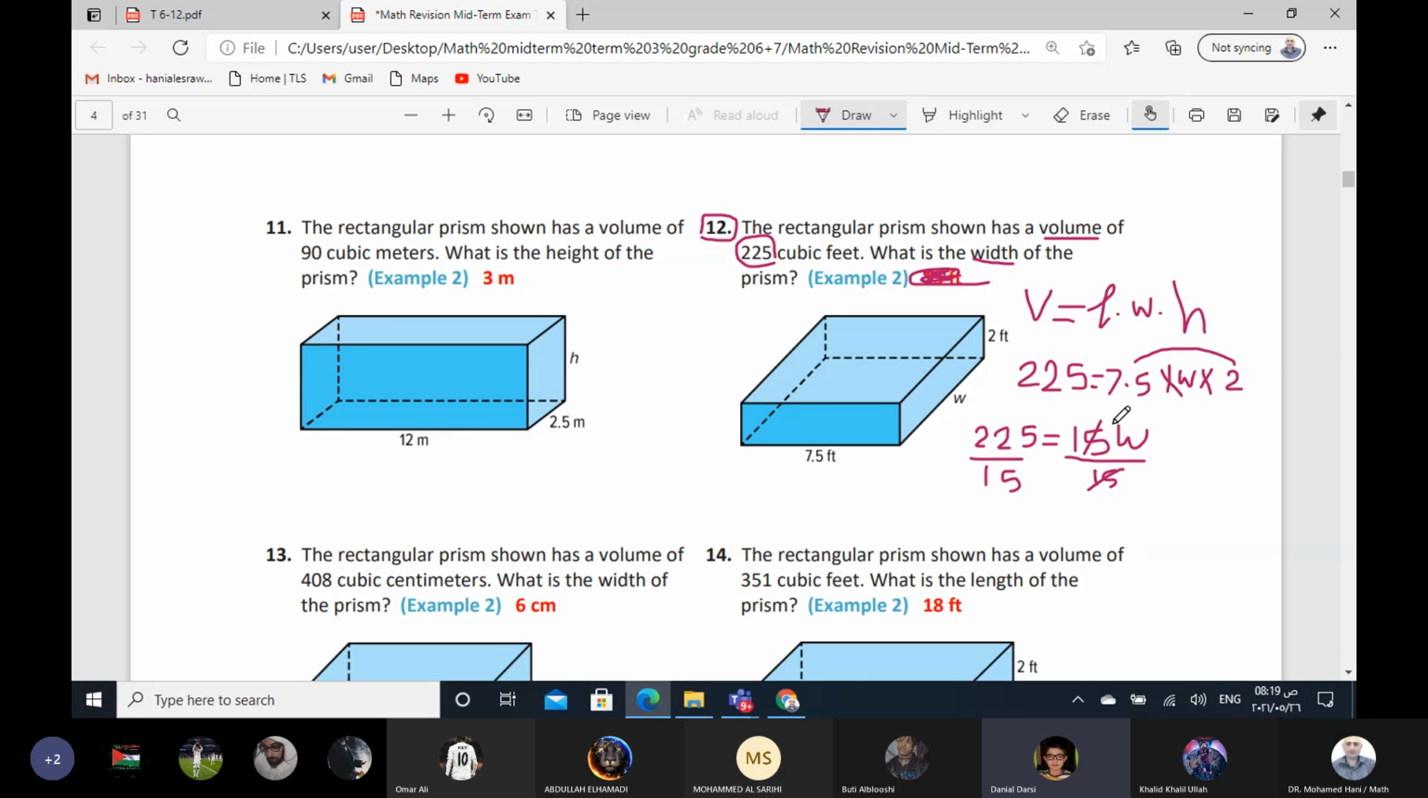225 divided by 15 equals 15 feet. So 15 divided by 15 is 1, which remains here W, and 225 divided by 15 will be 15, and the unit will be feet. Why feet, not feet squared or feet cube? Because here it is one dimensional, one side.